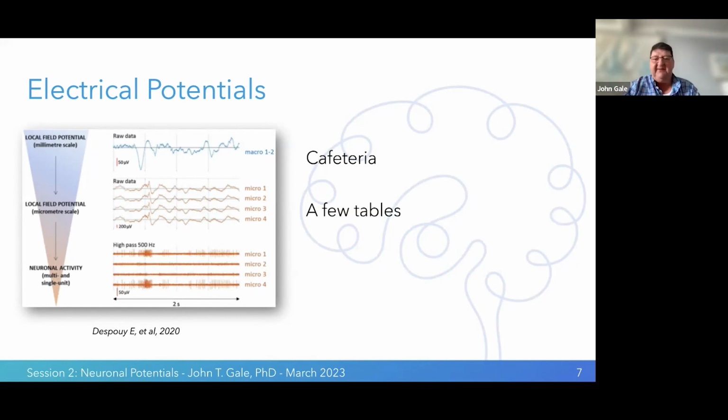When we go down to the local field potential, now instead of a big microphone in the middle of the room, we put a microphone between two tables.